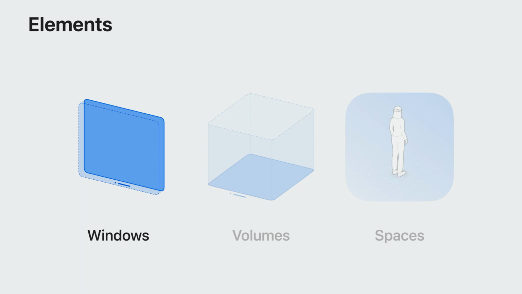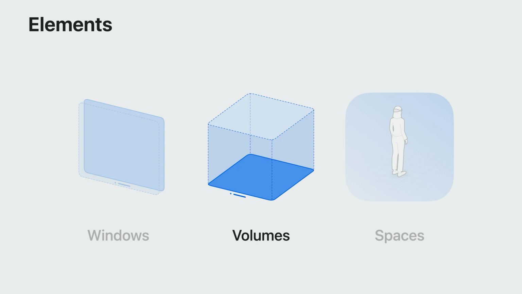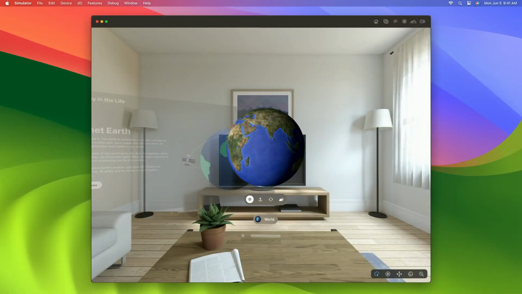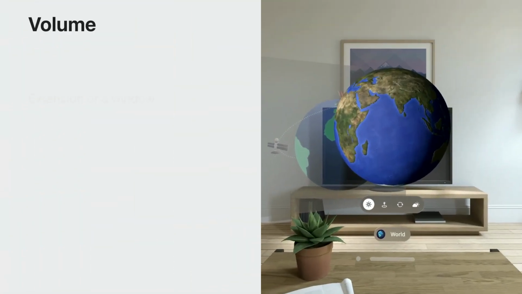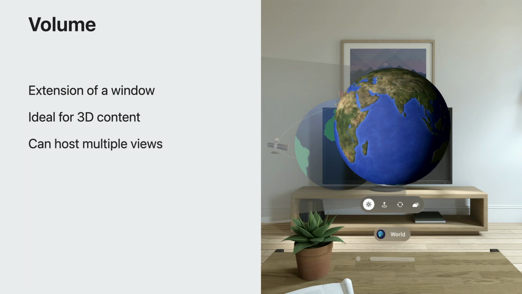Now let's look at another type of element, volume. Let's see what a volume has to offer. Volume is an extension of a window, giving you similar functionality. A volume is a new style of window that is ideal for 3D content. They can host multiple SwiftUI views containing your 2D or 3D content. Although volumes can be used in a full space, they are really built for the shared space. Therefore, content must remain within the bounds of the volume.